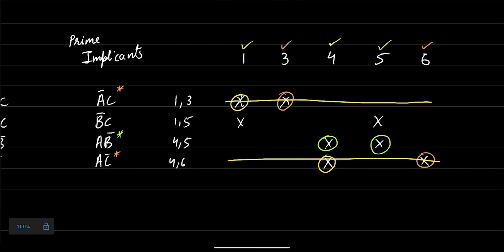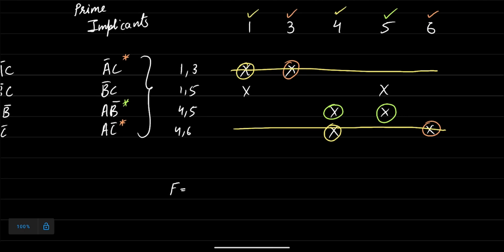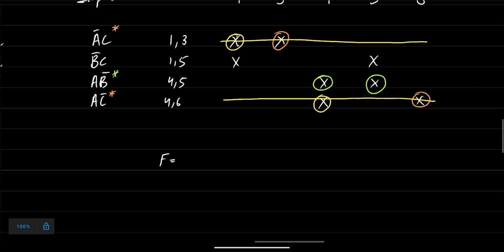Now, once we're done covering all these minterms, we can write out our function, which is f is equal to, and we collect all the prime implicants from the prime implicants table with an asterisk next to them. So A bar C plus A B bar plus A C bar.